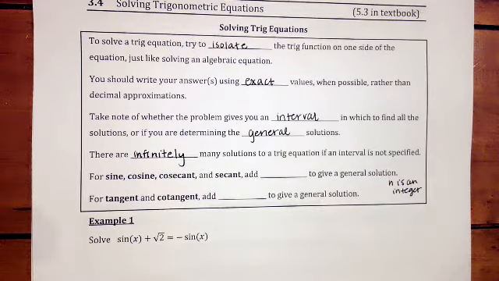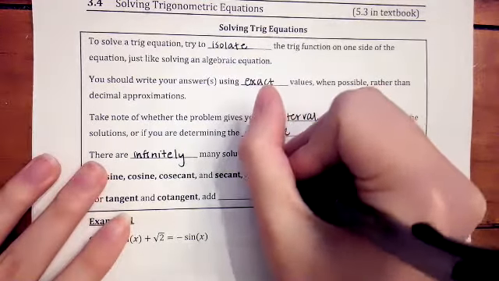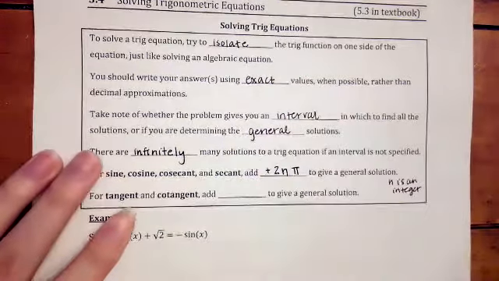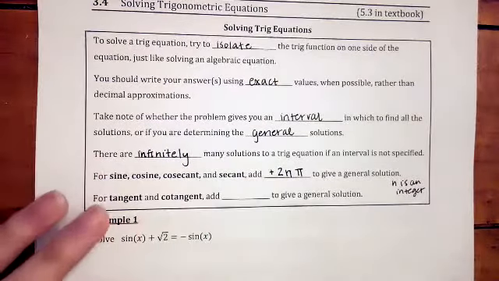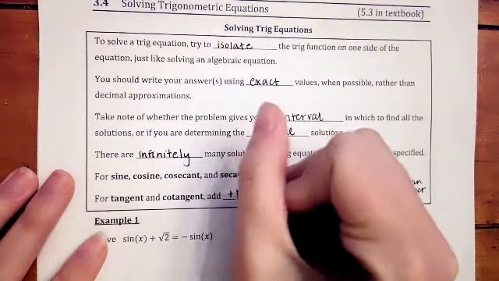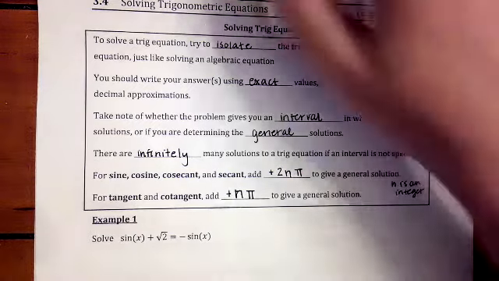If our trig functions are sine, cosine, cosecant, or secant, we're going to add plus 2n pi to give a general solution. For tangent and cotangent, we're going to add plus n pi. I sometimes write pi n. It's just however you guys want to do that. Okay.